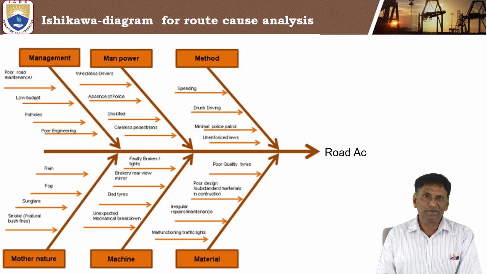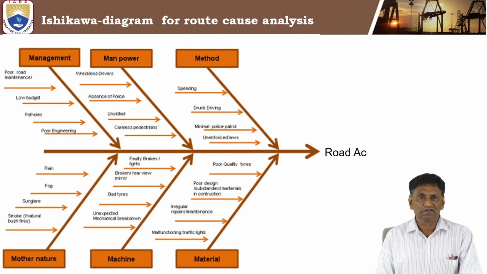Then there could be some other management induced things, like the road slope and all not properly maintained. So road construction itself is not good. The curvature and all, when the road is turning, there should be some slope. If that is not properly maintained, then it could be a reason.